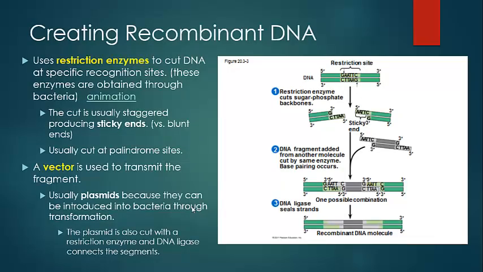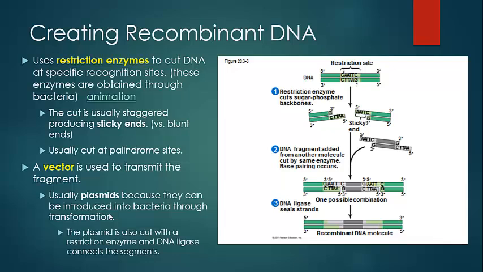How do you create recombinant DNA? Recombinant DNA is created using restriction enzymes. Restriction enzymes cut DNA at very specific sites. Restriction enzymes are also called endonucleases. They're also called nucleases. Restriction enzymes are obtained through bacteria, and they're often named based upon the bacteria that they've been found in.